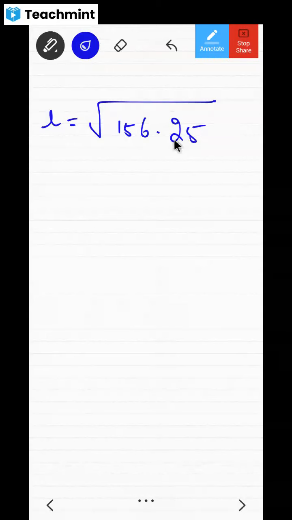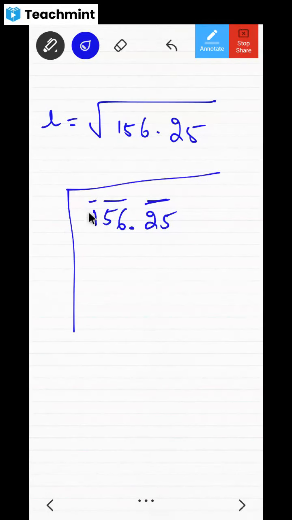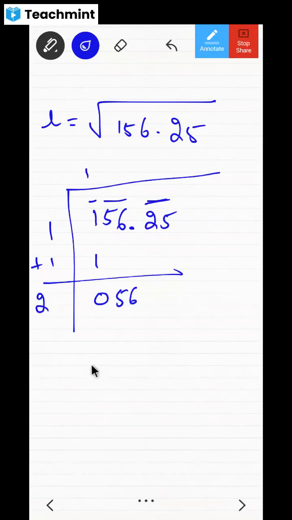Can you find the under root 156.25, or you don't know how to find it? This also I have explained, you know. 156.25, you have to take it like this. Then you have to make two groups. Whatever is remaining at the last, you have to leave that. Then you see the nearby perfect square: 1 ones are 1. Then here it is 0. Then you have to add this 1, so it becomes 2. Then you have to take 56.